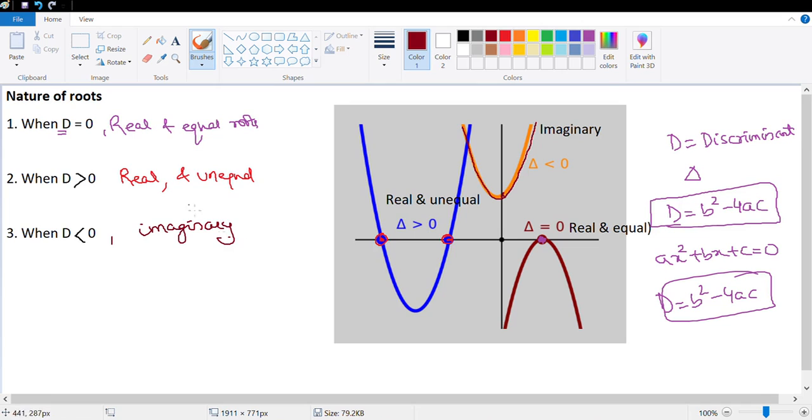Let's do this again. When d is equal to 0, the roots are real and equal. When d is more than 0, the roots are real and unequal, which is case 2 here. This was case 1. And when d is less than 0, the roots are imaginary, which means the curve which we draw will not even meet the x-axis. Perfect. Now let's look at some questions and see how this helps us in solving questions.